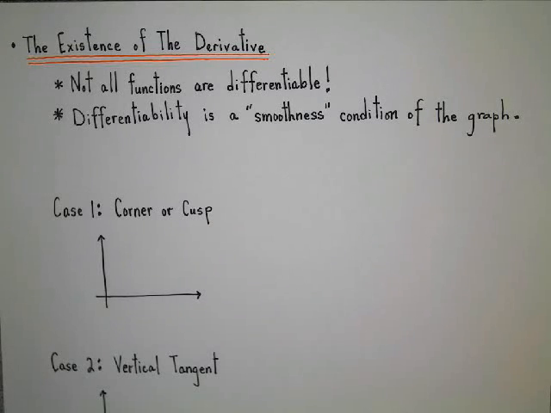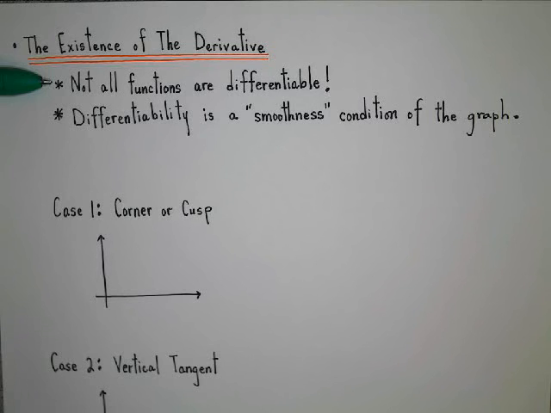Hey guys, so we're going to go ahead and talk about the existence of the derivative. It is possible that a derivative might not exist at a particular point. A couple of notes that I've written down are that not all functions are differentiable, and we need to keep that in mind. Just because we have a function, it doesn't necessarily mean that it is differentiable. You may be able to find the derivative of a function, but it doesn't mean that the derivative will exist at every point that you can think of.